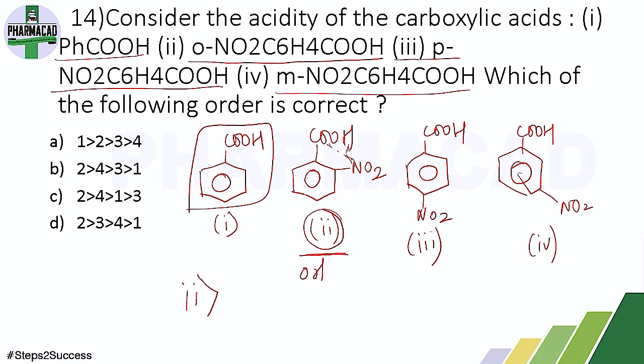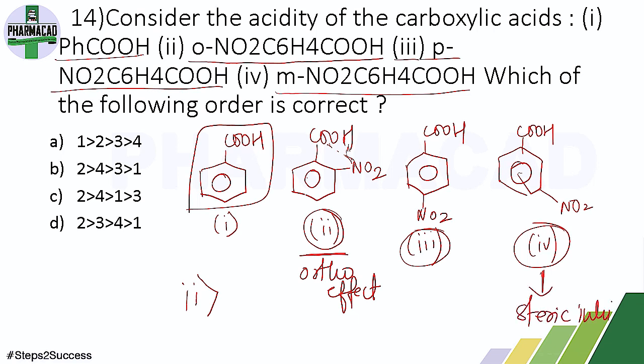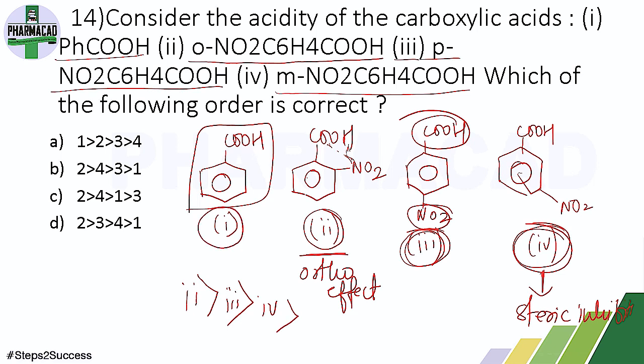Now out of these two, in meta there is steric inhibition, whereas here there is no steric inhibition, they are totally opposite to each other. So after the second one comes the third compound, after that the fourth compound, and at the end the first, which is simple benzoic acid. So the order is: second, third, fourth and first, option D.